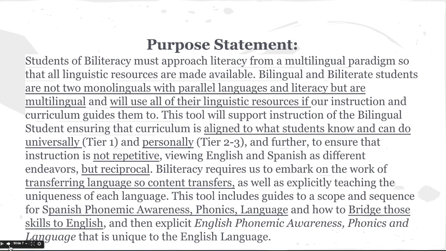This tool includes guides to a scope and sequence for Spanish phonemic awareness, phonics, language, and how to bridge those skills to English and then explicitly teach English phonemic awareness, phonics, and language, unique to the English language.